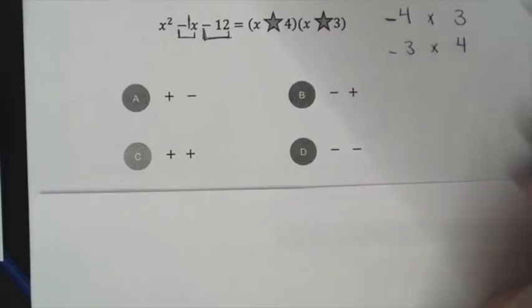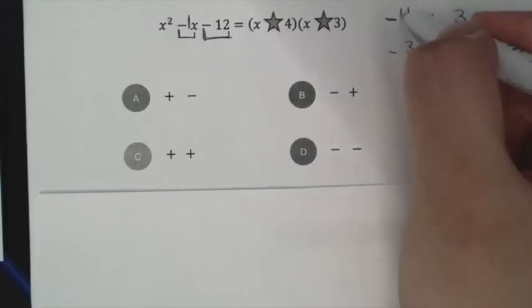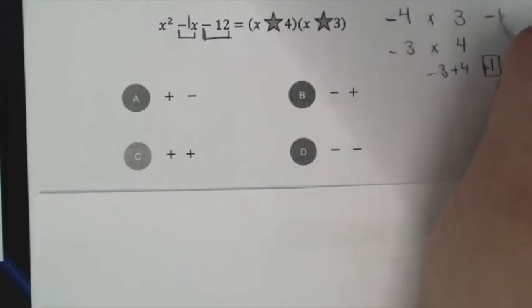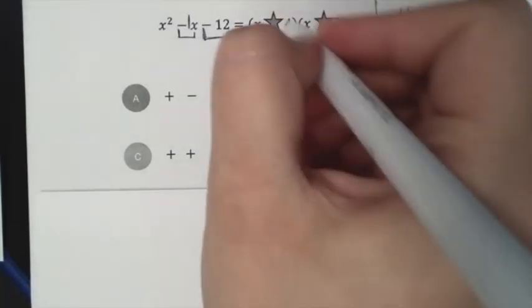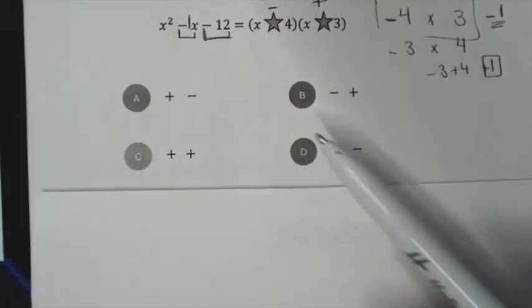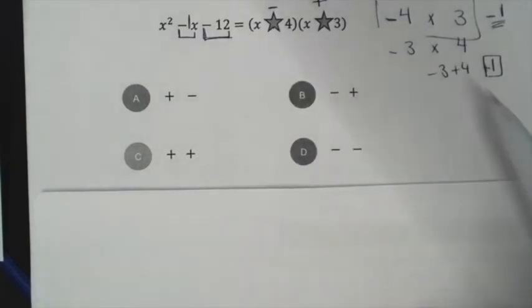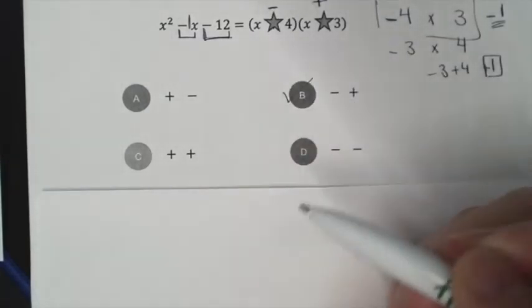If I add negative 3 plus 4, it gives me an overall of a positive 1. And if I add negative 4 plus 3, that gives me an overall of negative 1. So that's the one I'm looking for. I need to have a negative for the 4 and positive in front of the 3. So if I look at the options here, option B is the correct answer.